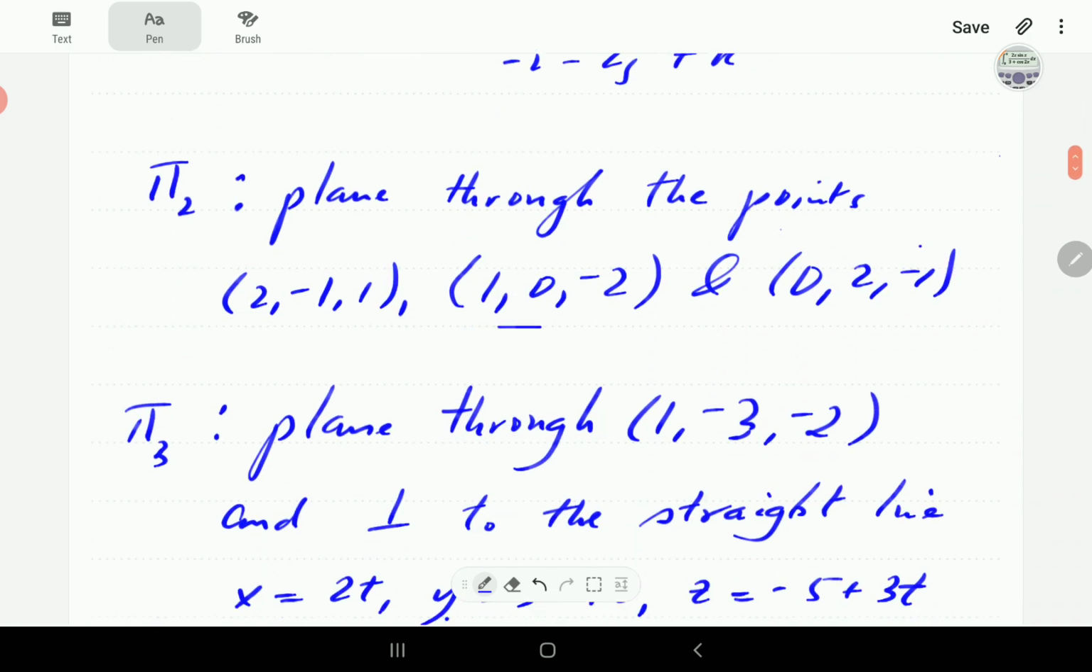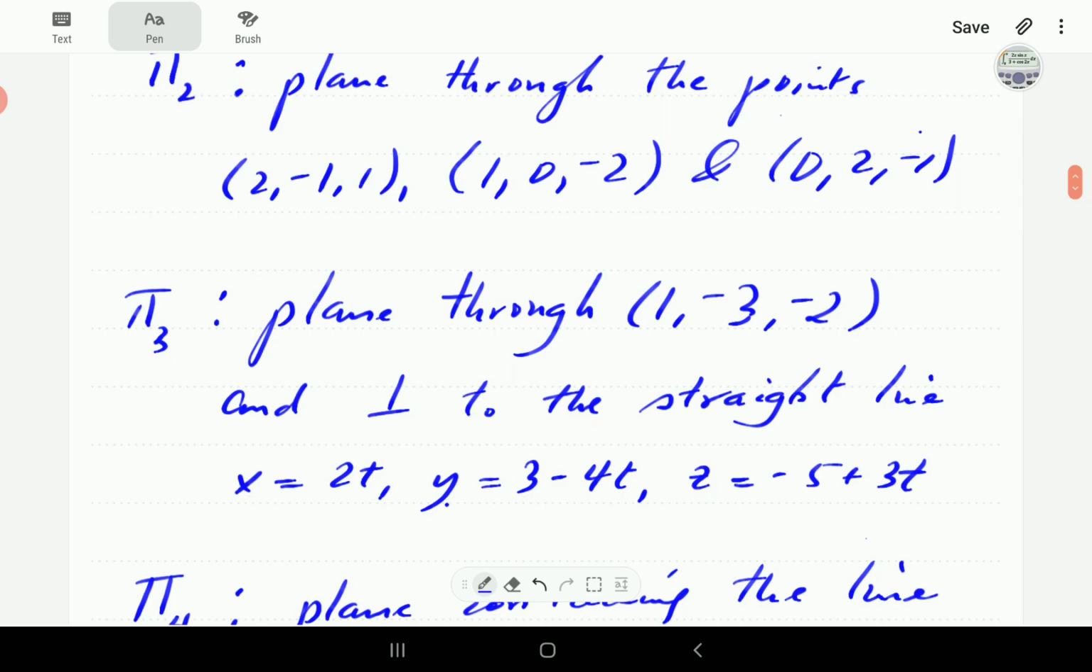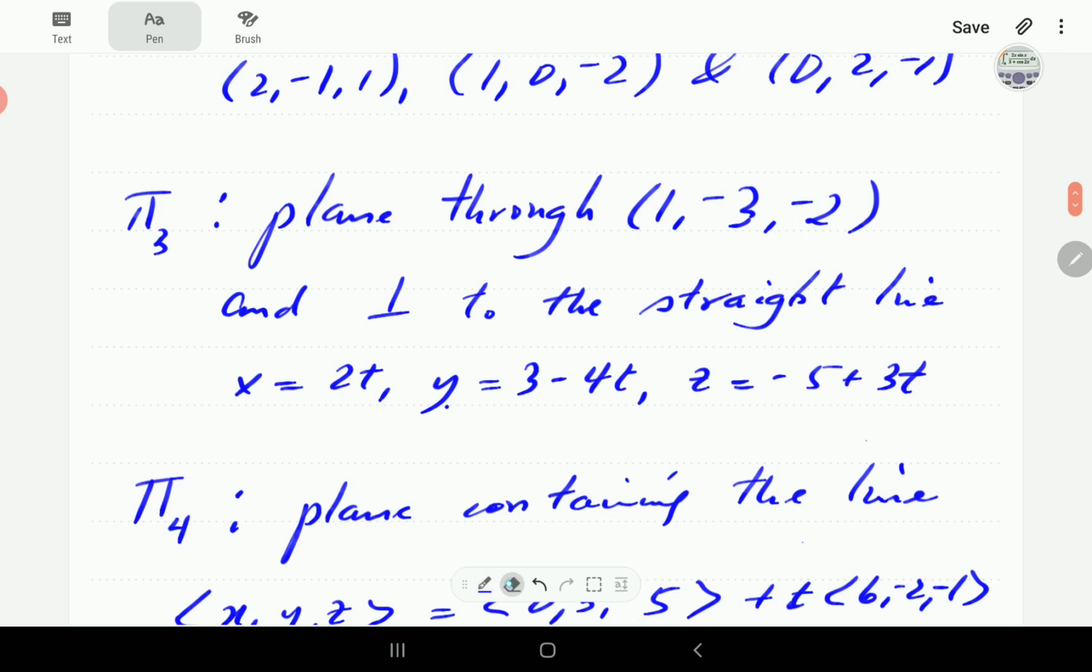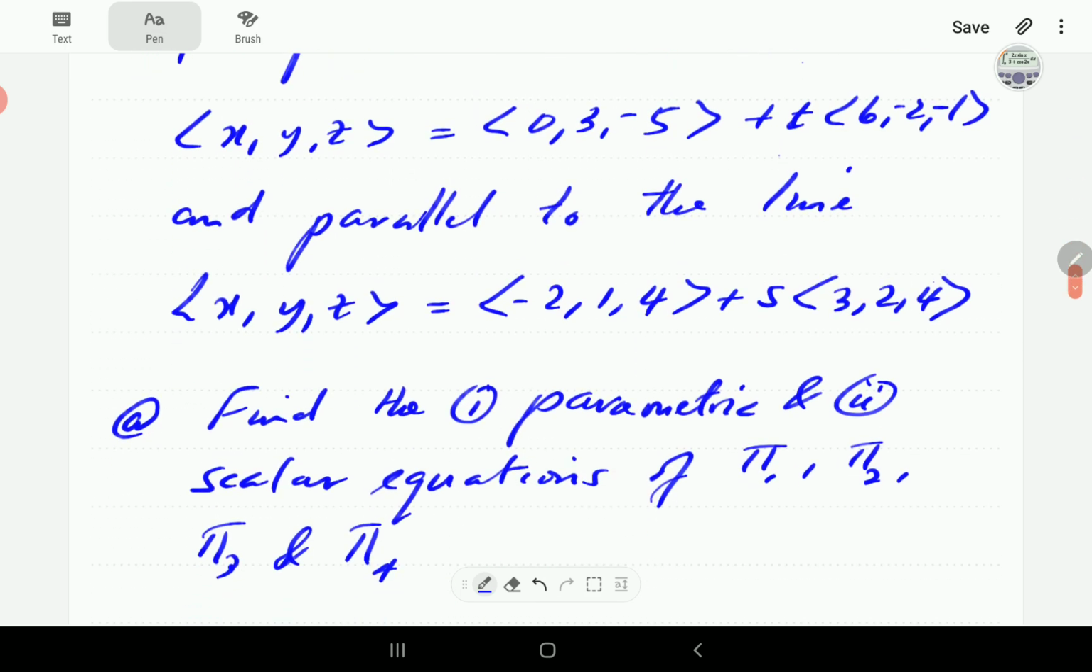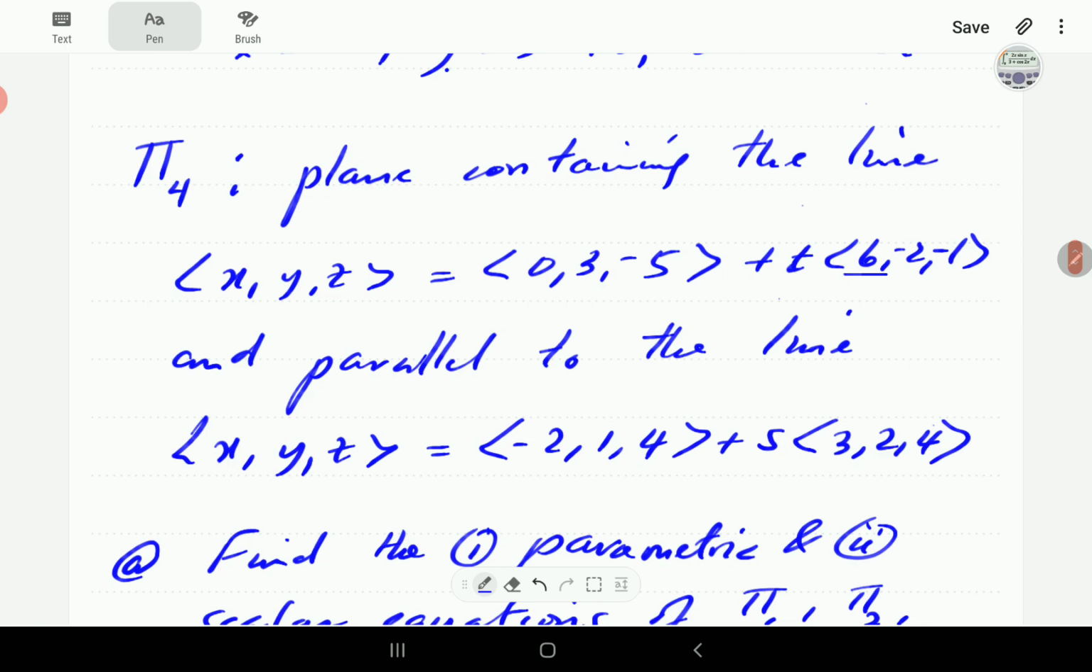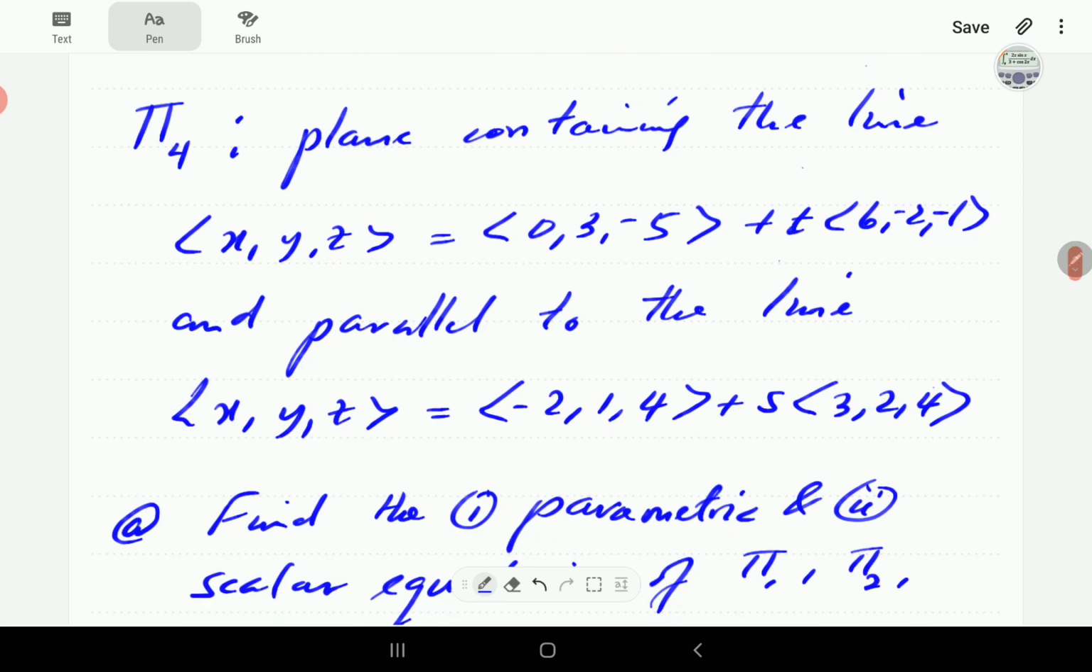Plane 2 goes through these 3 points. So 2 points are not enough to define a plane, but a third point, as long as the 3 points are not in a straight line, then you can define a plane going through the 3 points. The third plane has got this point in it, and it's perpendicular to this straight line. The last one contains this straight line and it's parallel to this straight line.